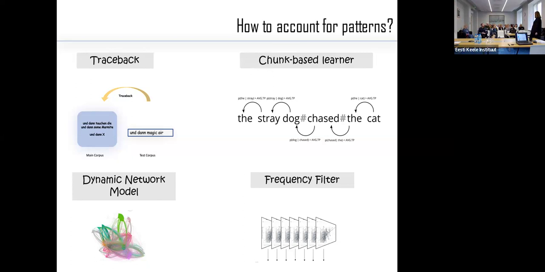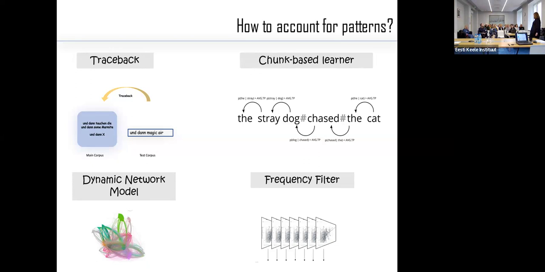Thank you. That's really cool. Ingenious, I might say. Really credible and so on. And the visualizations are great as well. I'm a little bit familiar with the traceback method, but not with the others, the new ones. So I have a few stupid questions just to clarify my understanding.